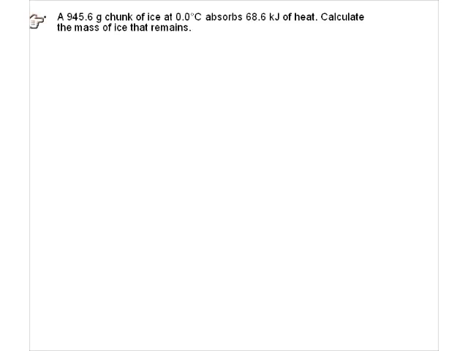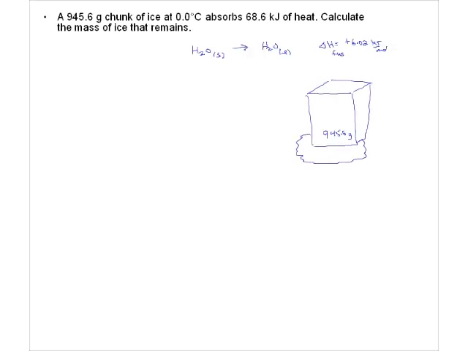All right. So in this example, we're taking a chunk of ice that's 945.6 grams, and it's going to be staying at 0 degrees Celsius. So the temperature is not changing. So we know we're dealing with a phase change. It's going to absorb 68.6 kilojoules of heat. We want to calculate the mass of ice that remains after that energy was absorbed. So we're looking at this process of fusion, the melting of ice. So the delta H of fusion is plus 6.02. And just to draw a little picture, I like drawing pictures. Not much of an artist, but I still like to draw pictures.